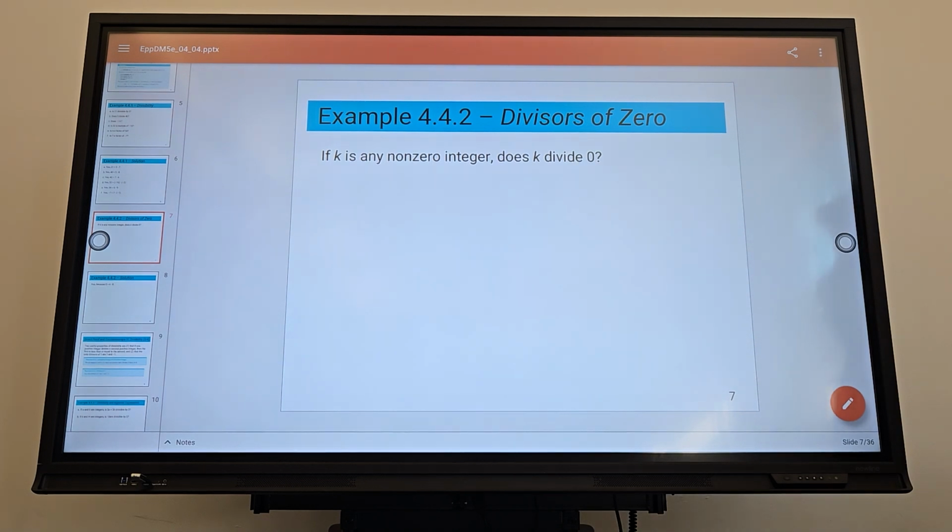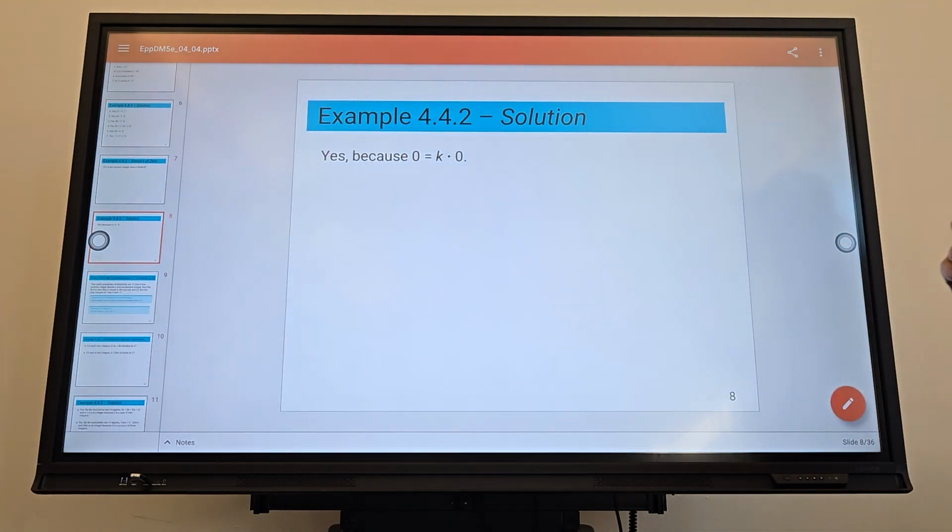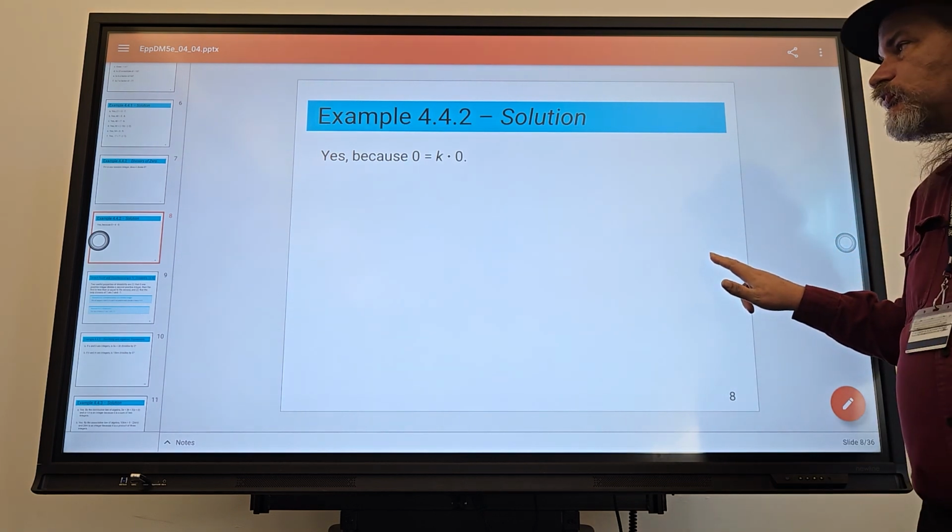If k is any non-zero integer, does k divide 0? Yeah, because 0 times k is 0. So yes, k does divide 0.